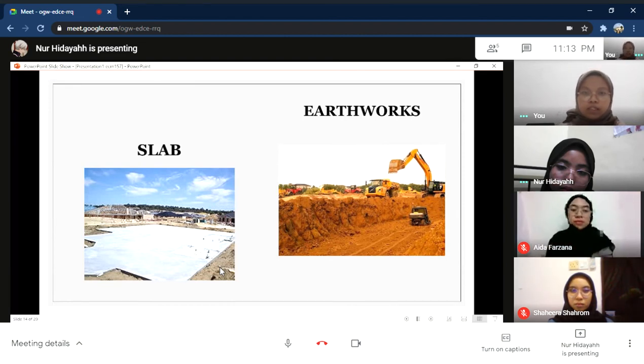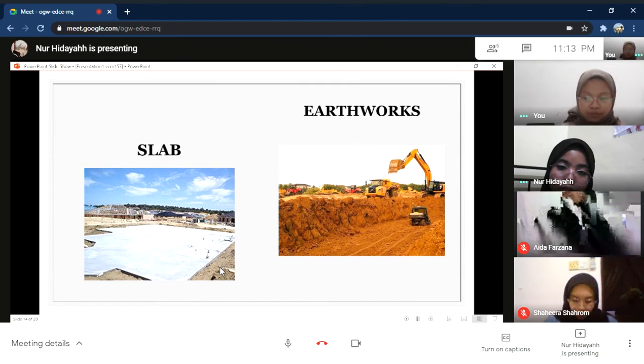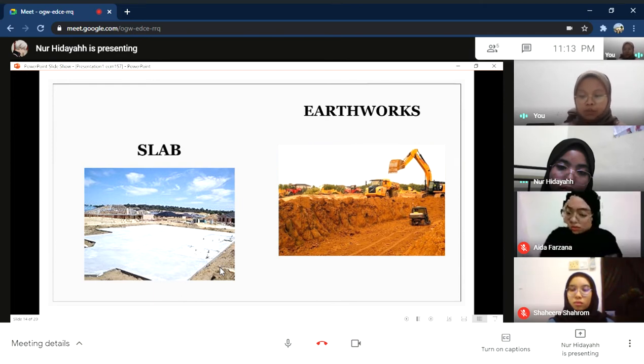Next is the earthworks. Earthwork is basically the first thing to do after the geotechnical test is finished. This is when the engineers will identify any improvement or solution for the ground. It is also the phase where the slope stabilization is made, because any unstable slope will cause future harm to the construction site.